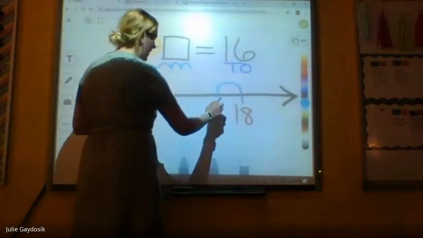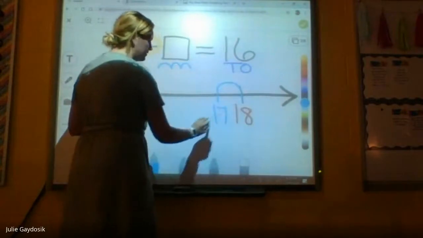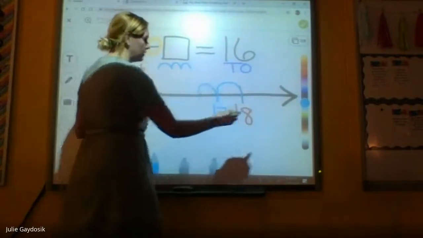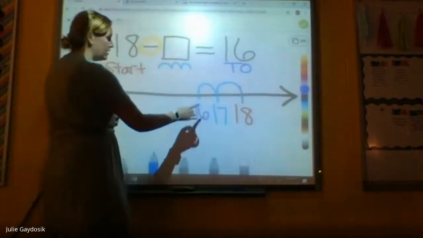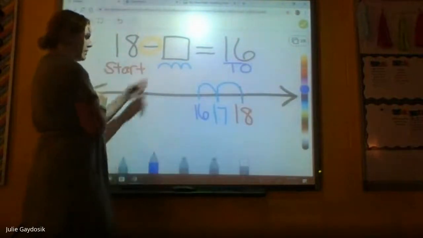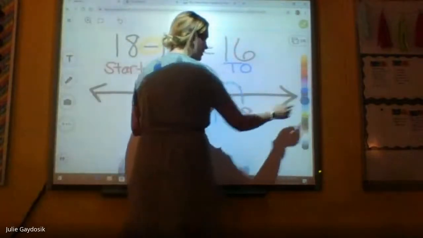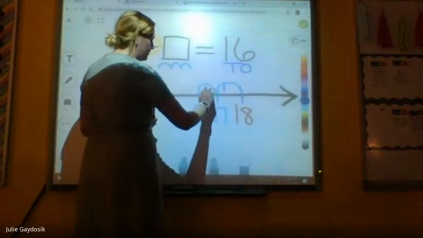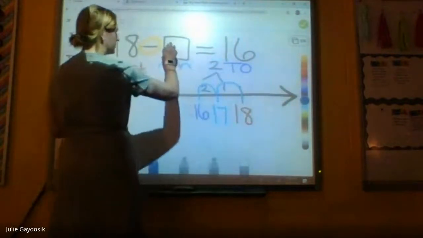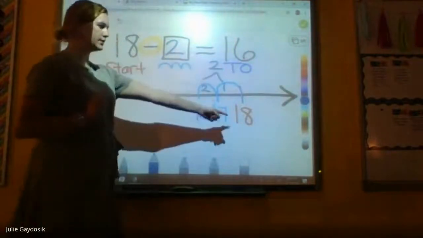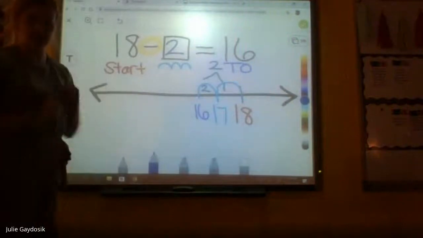I'm going to go one hop backwards. What's one less than 18? 17. And I'm going to hop one more. What's one less than 17? That's 16. Now I'm not going to write 16 here because that's not what I'm missing, right? I'm missing how many hops I did. So then you're going to count the number of hops you made. So I made 2 hops backwards to get to 16.